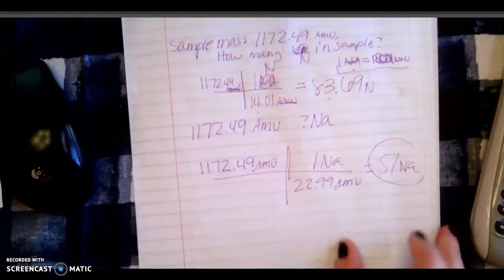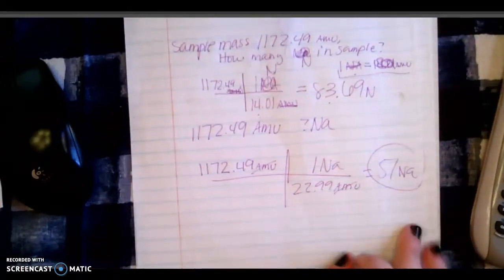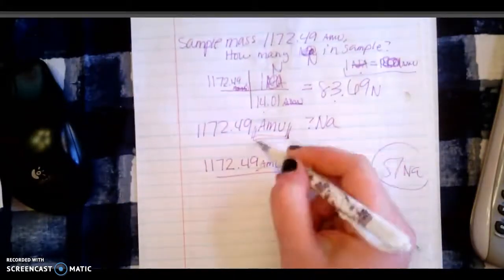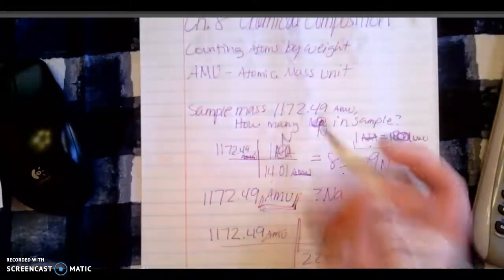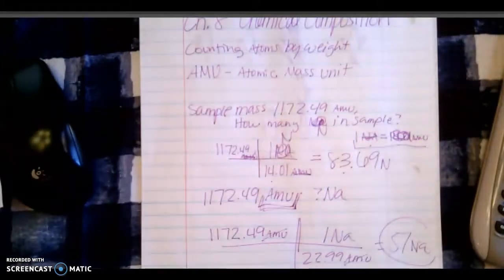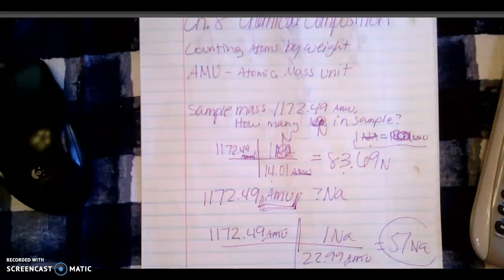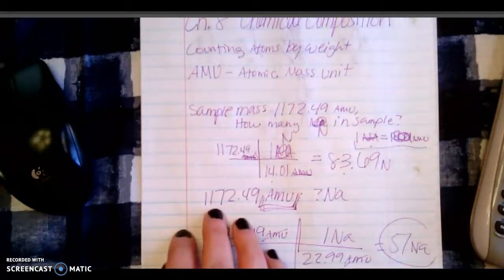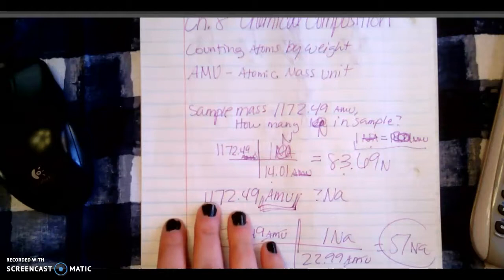Cool. All right. So, because this is a very, very small unit, AMUs are very small. We would never really weigh something by its AMUs because I don't even know if we have a scale for that. They did incredible amounts of science to figure out how much an AMU was in the first place. But because that is an incredibly small number, it's really hard to work with practically, okay? So instead, we are going to be working with a unit called the mole, okay?